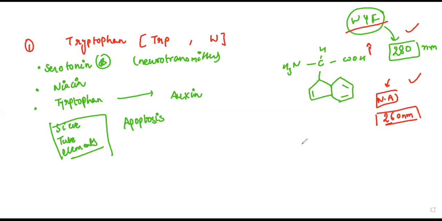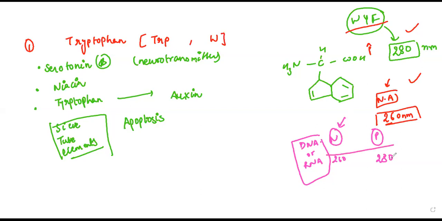Just remember, nucleic acid consists of DNA or RNA, or simply take N for nucleic acids and P for proteins. What comes first is N. So what is the smaller wavelength? That is 260, and this is 280. Many people get confused here. Just remember, for proteins we have wavelength 280 nanometer, and for nucleic acids we have 260 nanometer. Is it fine?